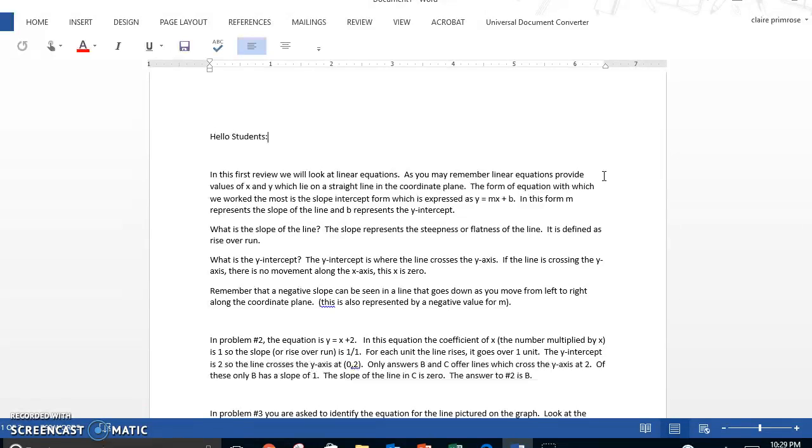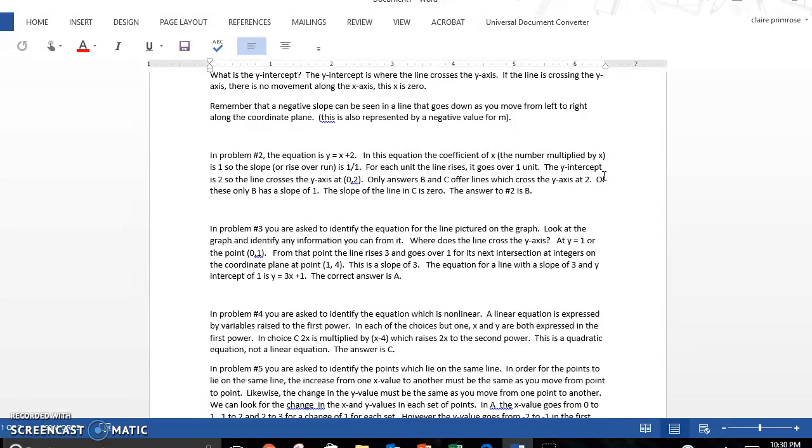What is the slope of the line? The slope represents the steepness or flatness of the line. It is defined as rise over run. What is the y-intercept? The y-intercept is where the line crosses the y-axis. If the line is crossing the y-axis, there is no movement along the x-axis, and x is 0. Remember that a negative slope can be seen in a line that goes down as you move from left to right along the coordinate plane. This is also represented by a negative value for m.